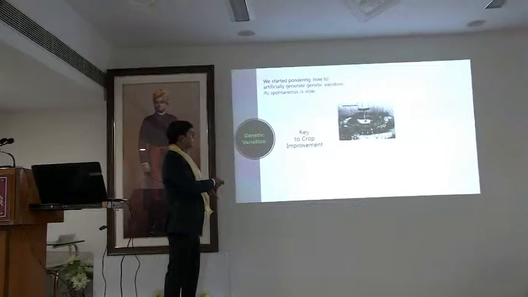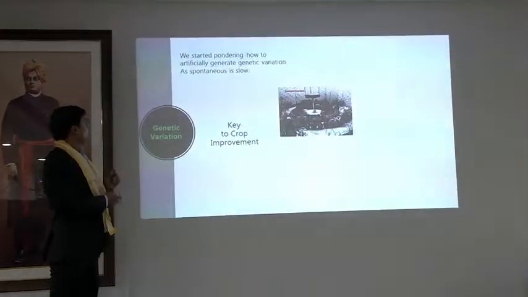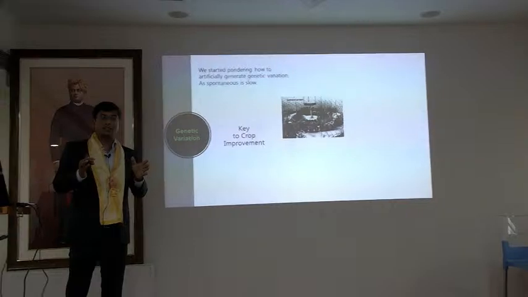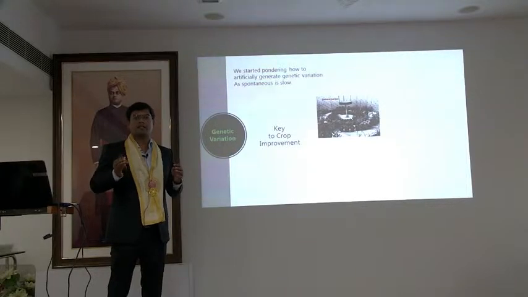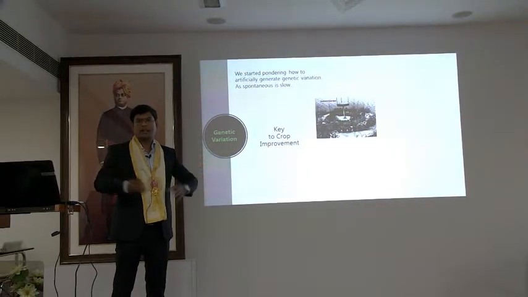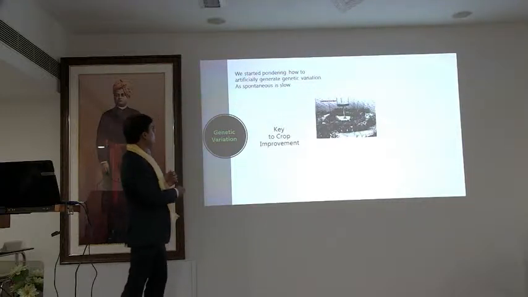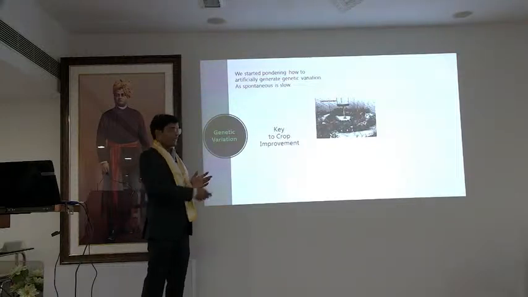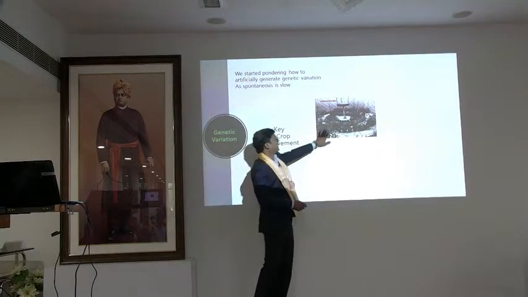Now if you remember, this one is a gamma garden, so this is called mutation breeding. So we started pondering, okay, if genetic variation is really very much needed for crop improvement, then spontaneous variation, spontaneous DNA mutation is a very slow process. So can we induce this artificially, that became our next thought. Then man discovered this after World War II, the mutation breeding, they started mutation breeding. So here, this is called gamma garden.